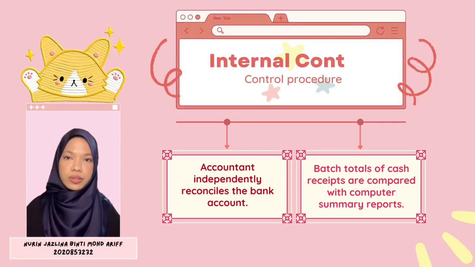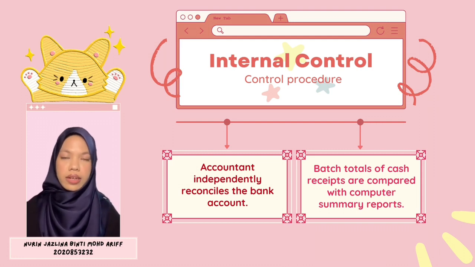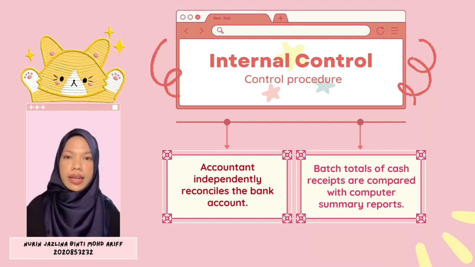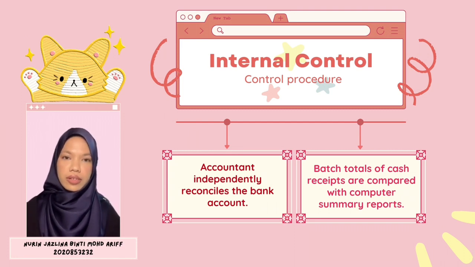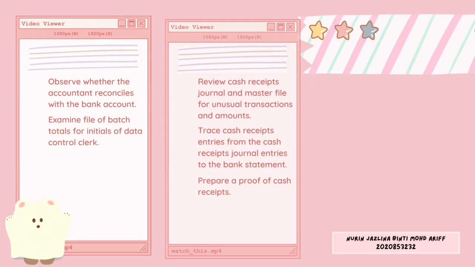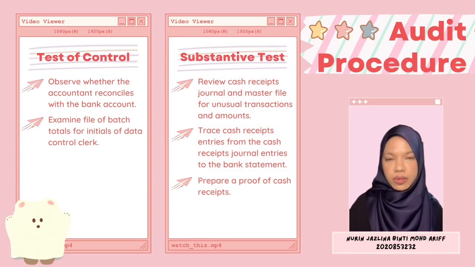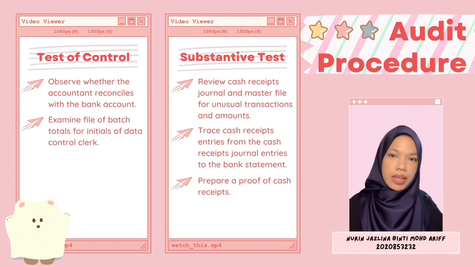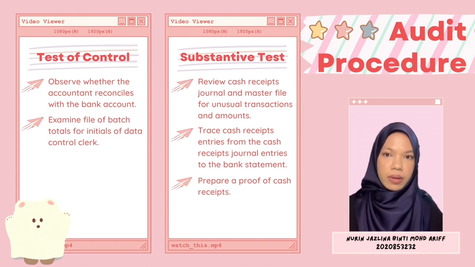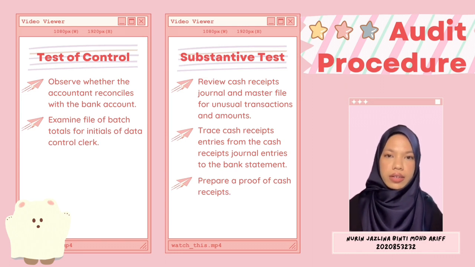There are two keys of internal control in the occurrence objective. The control procedures are accountant independently reconciles the bank account, and batch totals of cash receipts are compared with computer summary reports. For the audit procedure, the auditor may perform two tests, which are tests of control or substantive tests. Under test of control, auditor may observe whether the accountant reconciles with the bank account, examine files of batch totals for initials of data control clerk.